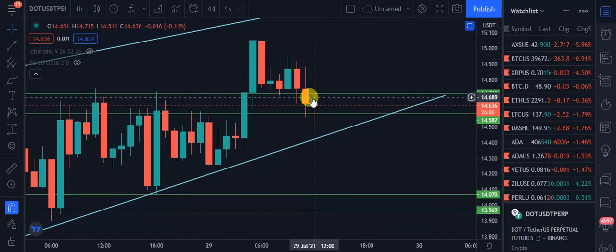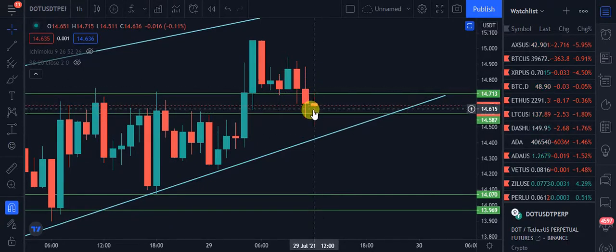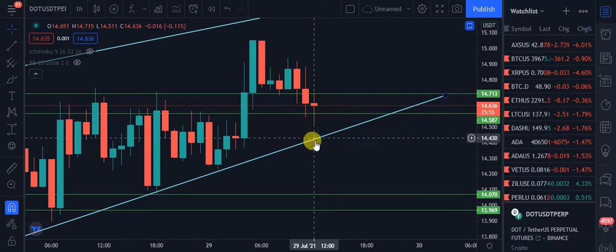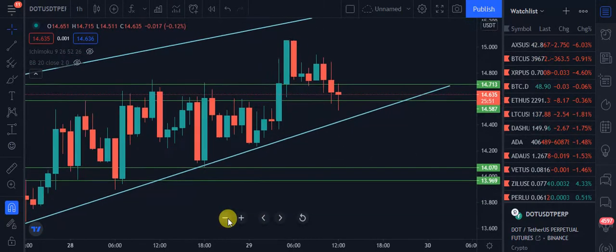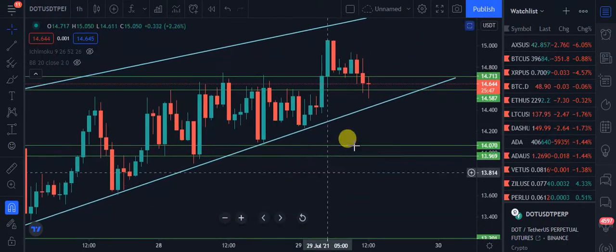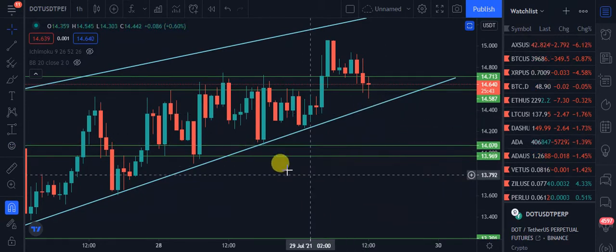So it all depends on the current candle that is running currently, what the candle is going to do. If the candle should be a red candle closing below this level, it's either I enter for a short trade or I wait. But the best place is to wait for this trend line, because this trend line is a very strong trend line. It has been used multiple times. So I'm going to wait for the break and short it to this 14.0.